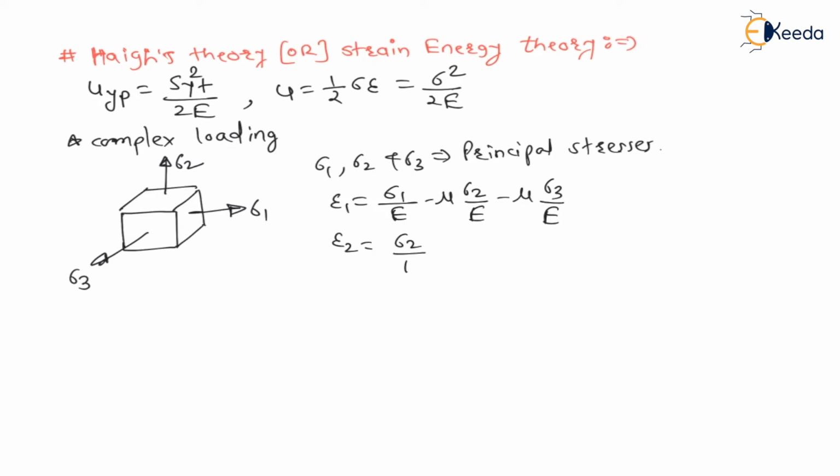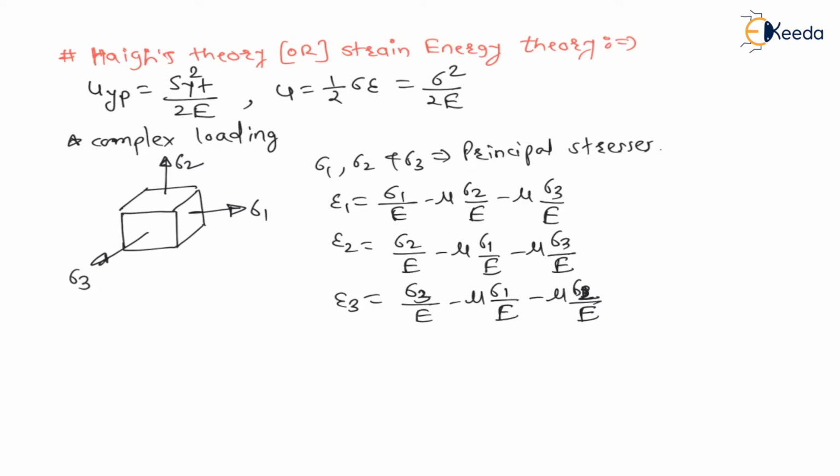E2 is nothing but sigma 2 by E minus mu sigma 1 by E minus mu sigma 3 by E. Again, what is E3? The strain along the third direction, E3, is sigma 3 by capital E minus mu sigma 1 by capital E minus mu sigma 2 by Young's modulus. These are the principal strains, where E1, E2 and E3 are principal strains. Now here there are three types of strain energies.